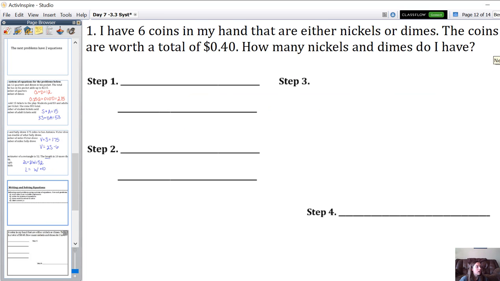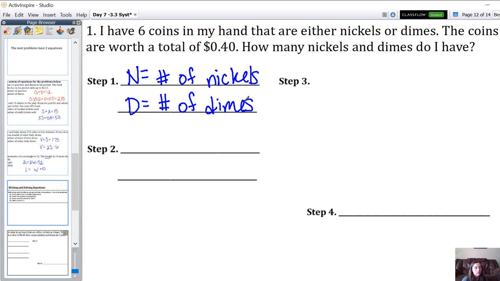I have 6 coins in my hand that are either nickels or dimes. So those are our options. I'm going to use N for nickels. N equals the number of nickels. And I'm going to use D for dimes. You could use any letters that you want to, but I'm picking the ones that are going to make it most obvious what I'm solving for. The coins are worth a total of 40 cents. How many nickels and dimes do I have?